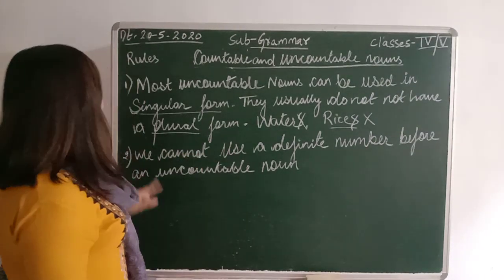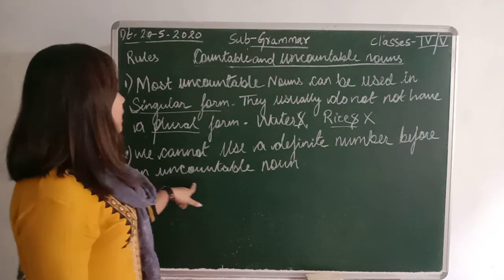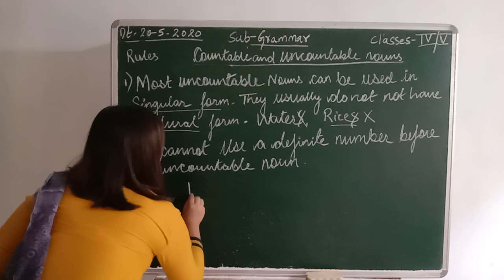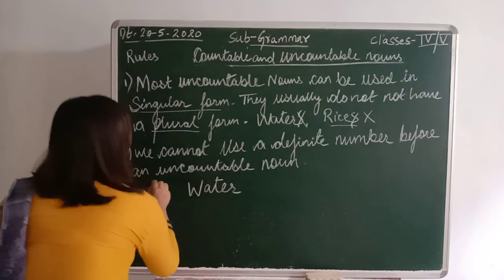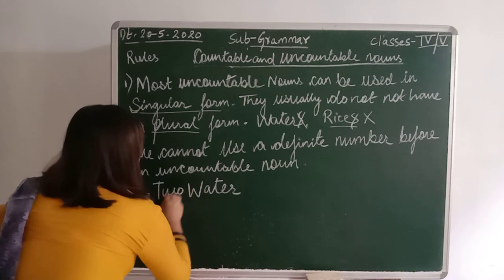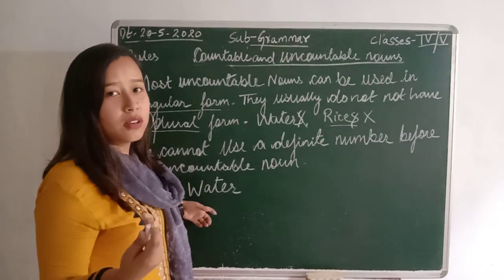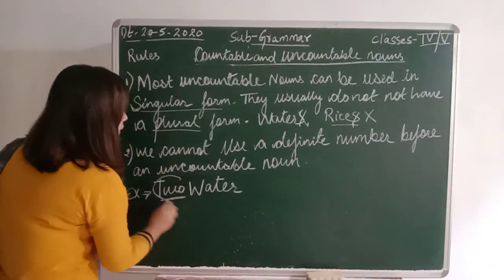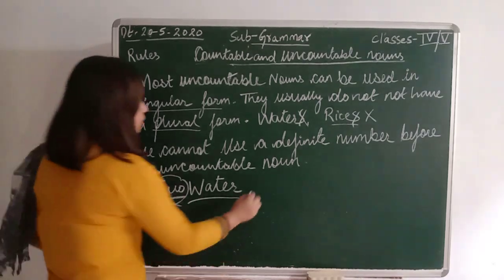So rule number 2 is we cannot use a definite number before an uncountable noun. So for example, water only, we cannot say 2 water. Does it make sense? 2 water? No, it doesn't make sense. So we cannot write a definite number before an uncountable noun.